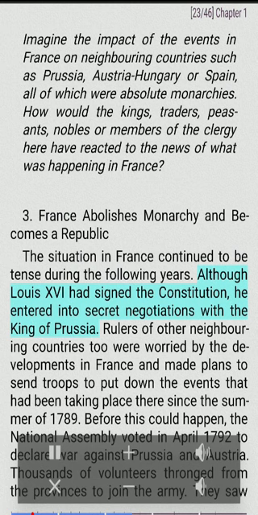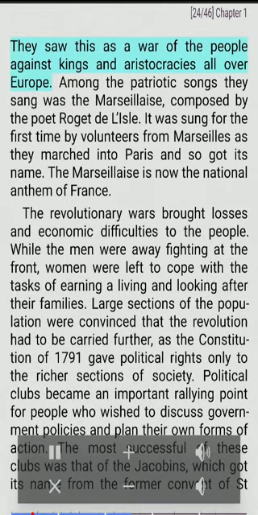The situation in France continued to be tense during the following years. Although Louis XVI had signed the Constitution, he entered into secret negotiations with the King of Prussia. Rulers of other neighboring countries too were worried by the developments in France and made plans to send troops to put down the events that had been taking place there since the summer of 1789. Before this could happen, the National Assembly voted in April 1792 to declare war against Prussia and Austria.